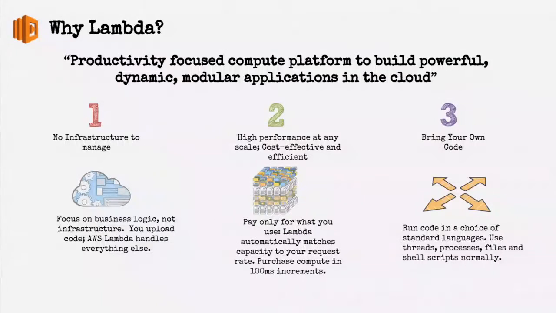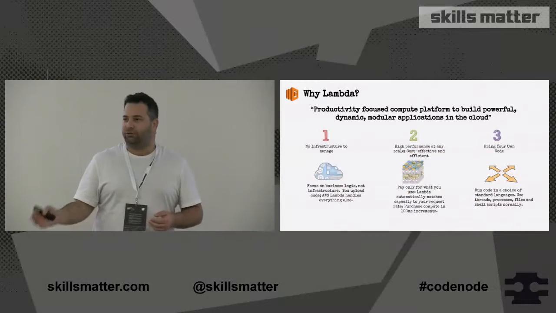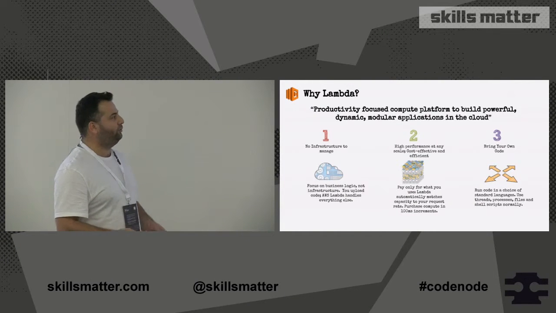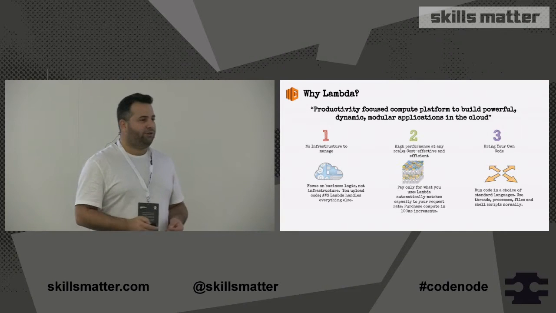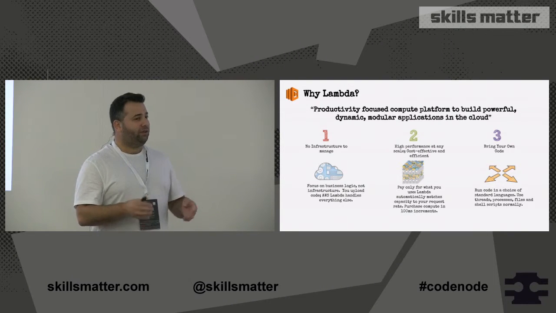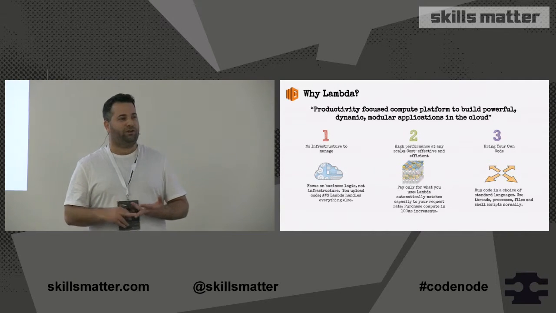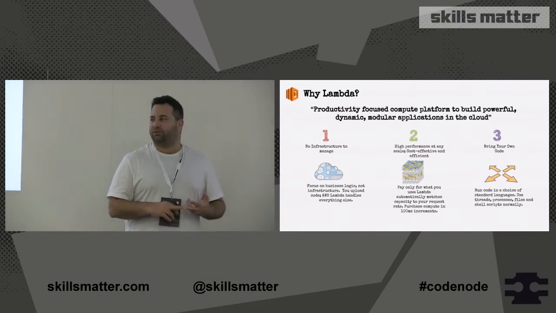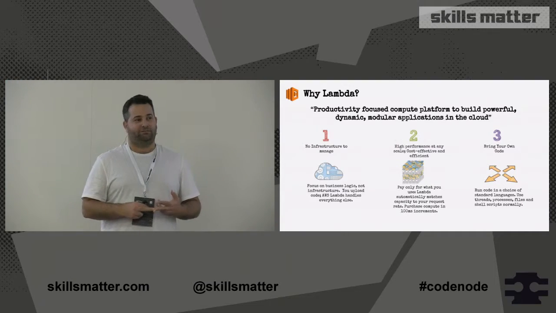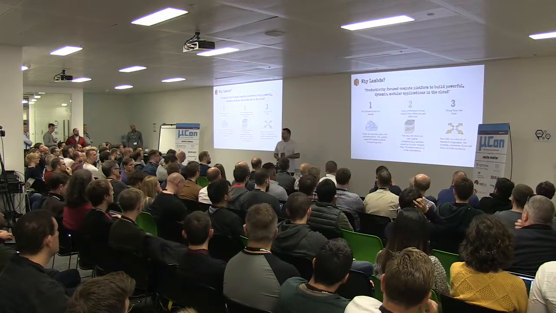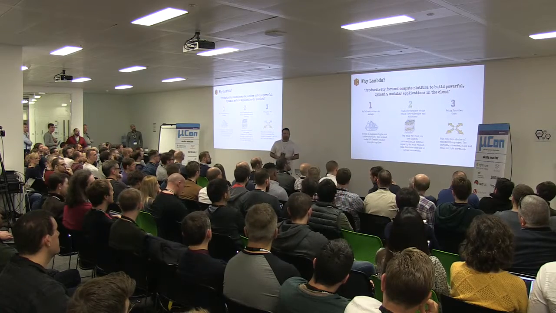The second reason, which is part of no infrastructure, is high performance at any scale, which is basically the same. They take care of everything. They have auto-scaling groups, and they do everything for you. So just bring your own code. Lambda currently supports only 3 languages, which is Java, Python, and Node.js. How many Java developers are there here? Good. Has anyone tried the service? Yeah? Good. We have a couple of people.